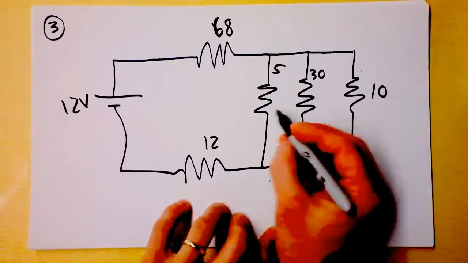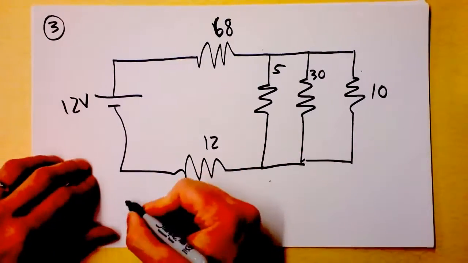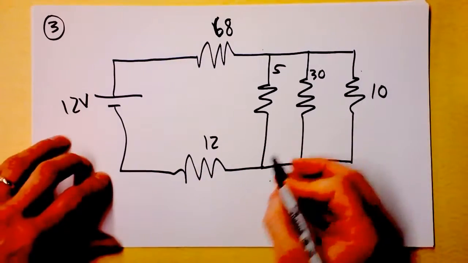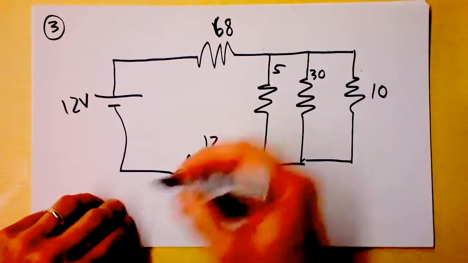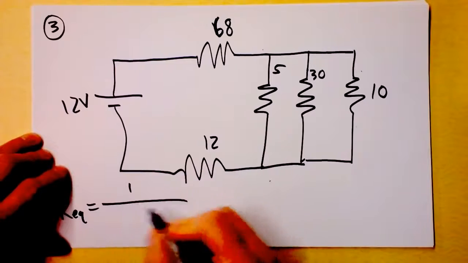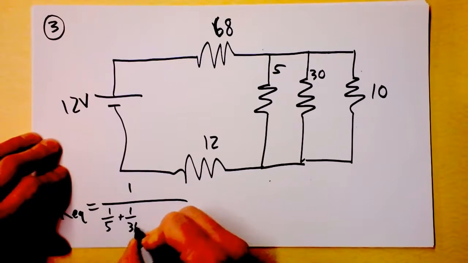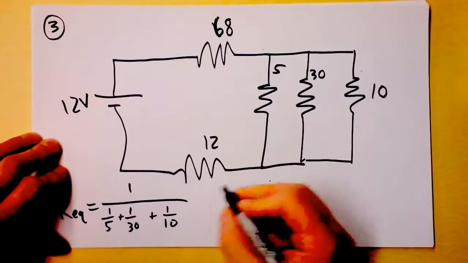In slide 3, I now see very clearly that these 3 are in fact in parallel, and I try to find the equivalent resistance for those guys right there. Let me point to those. Well, let's see, I'll put it down here. Our equivalent is 1 over the sum of all those: 1 over 5 plus 1 over 30 plus 1 over 10.